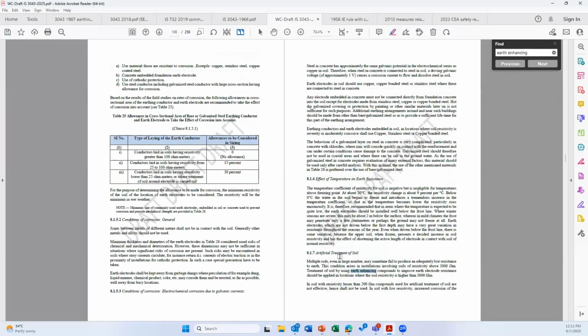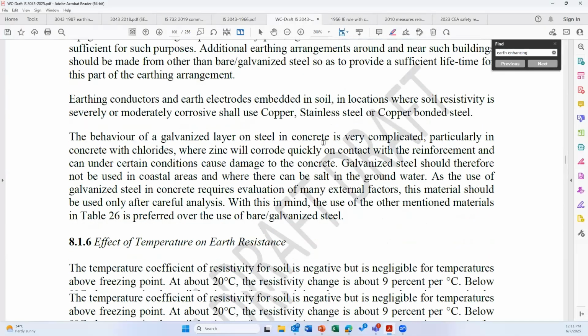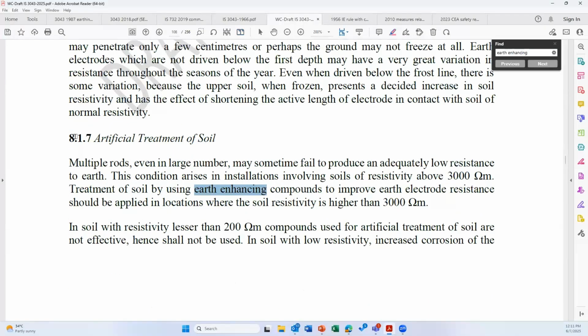Then one more piece of information, which is informative, is the usage of earth enhancing compound, the artificial treatment of soil. Very good and accurate information. Artificial treatment of soil: multiple rods, even in large number, may sometimes fail to produce an adequately low resistance to earth. Please note that you don't need a low resistance earth electrode. That is point number one.